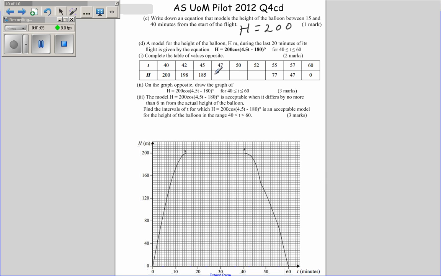At 47 we've got 171, at 50 it's 141, and at 52 it's 118 meters. Okay, so that's part 1 completed. On the graph opposite, in our case below, draw the graph of that. Well, we need to plot those points. So let's just plot those points on here.